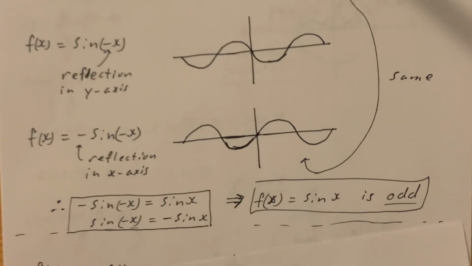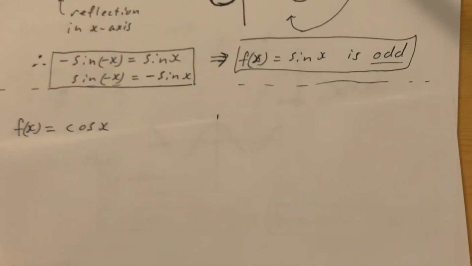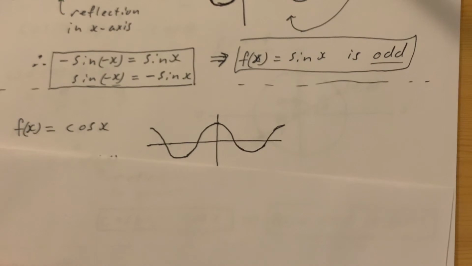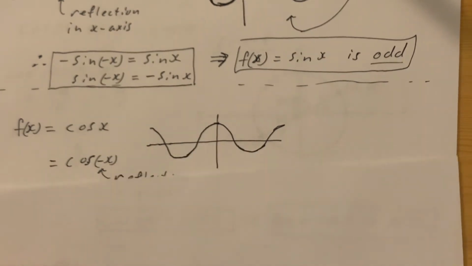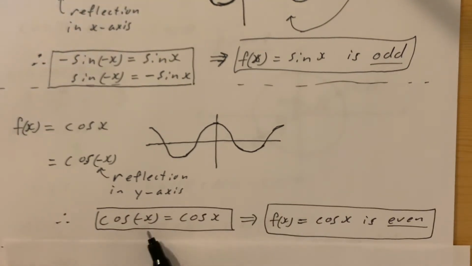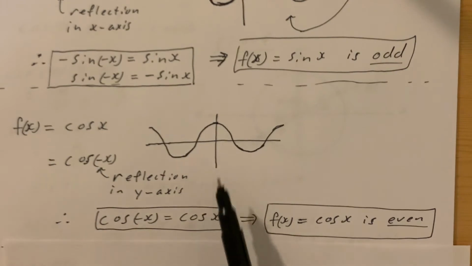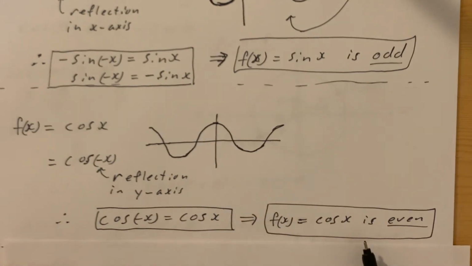And cos of x, well, this one's simpler. Works out nicer. So cos of x is this graph. And cos of negative x, if you reflect it in the y-axis, looks exactly the same. So cos of negative x equals cos of x. So cos of negative 2 is going to equal cos of 2, the y values. So cos of x is an even function.